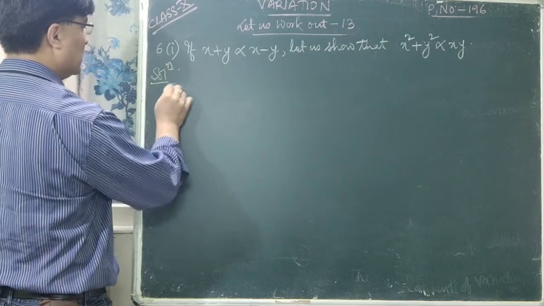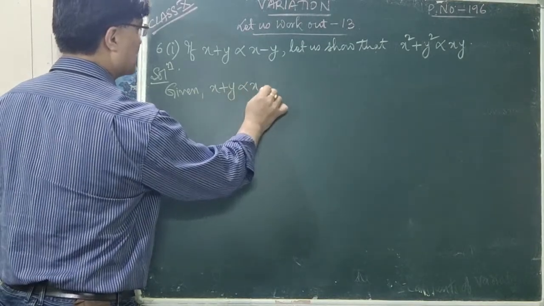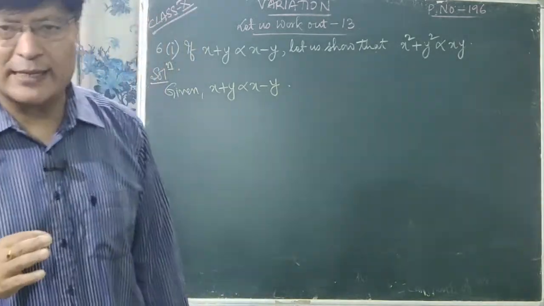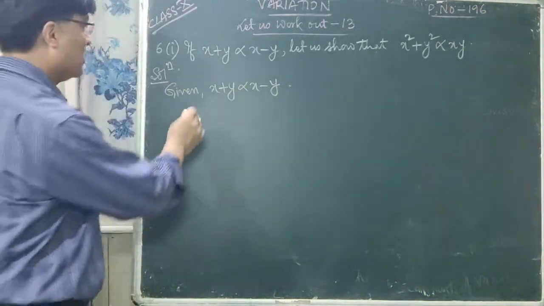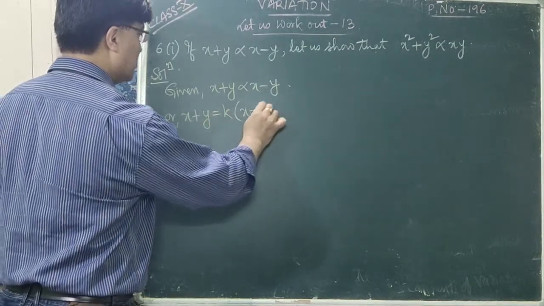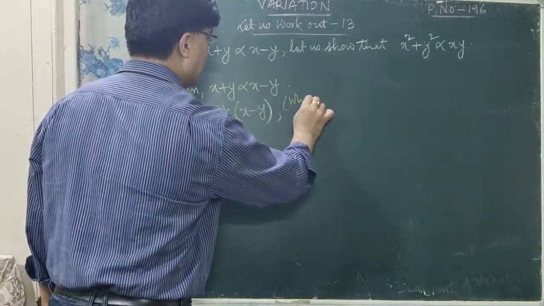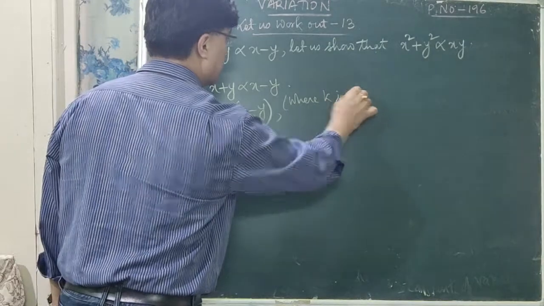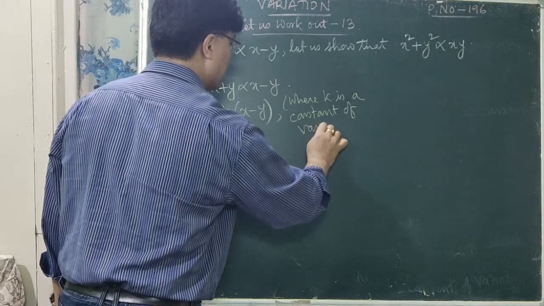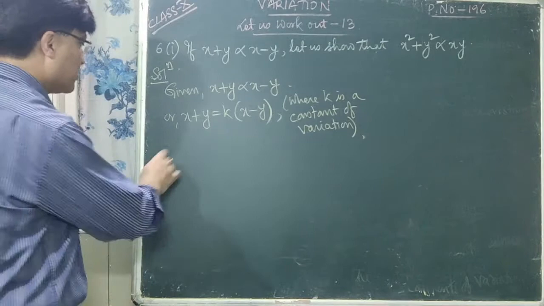So solution: your given is x plus y proportional to x minus y. Here we must change the proportional sign to is equal to k. So what do we write now? x plus y is equal to k into x minus y, where k is a constant of variation. Is that clear now? So let us simplify it first.